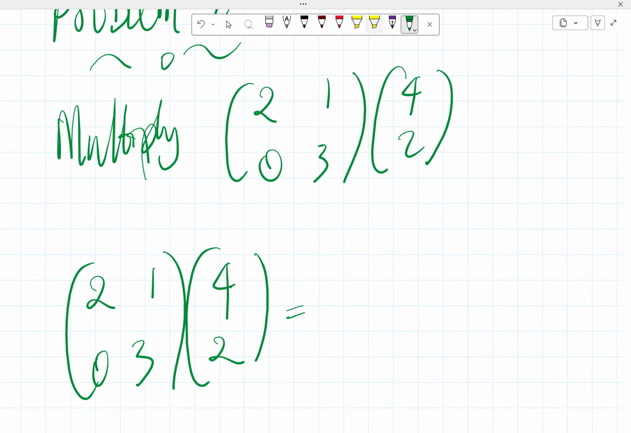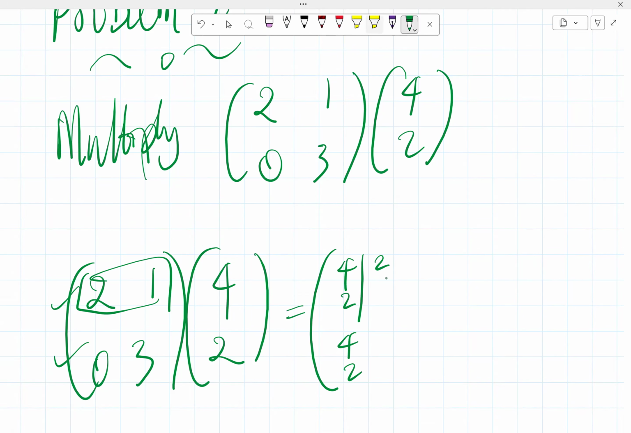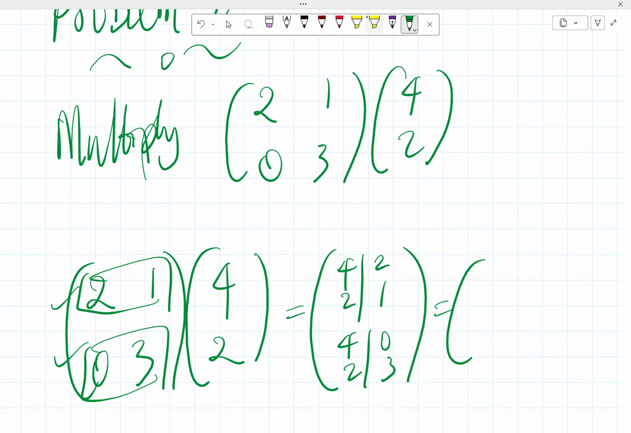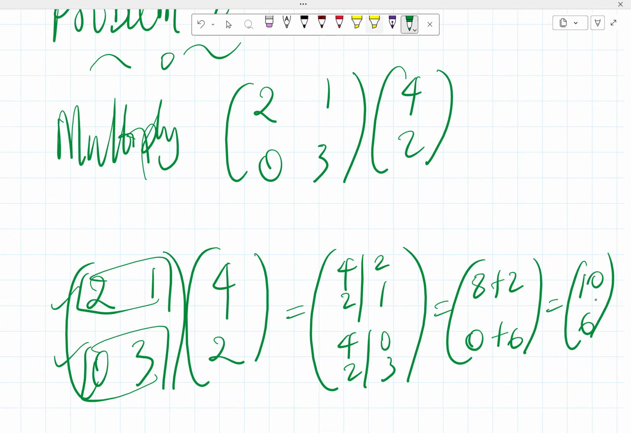In this case, because you have two rows here, you write 4 2 twice. So you have 4 2 and 4 2. Then this 2 1, bring it over here, and this 0 3, bring it over here. Then you just go 4 times 2 is 8, 2 times 1 is 2, then 4 times 0 is 0, 2 times 3 is 6. So 8 plus 2 is 10, then you have 6. And that is the easy answer there.